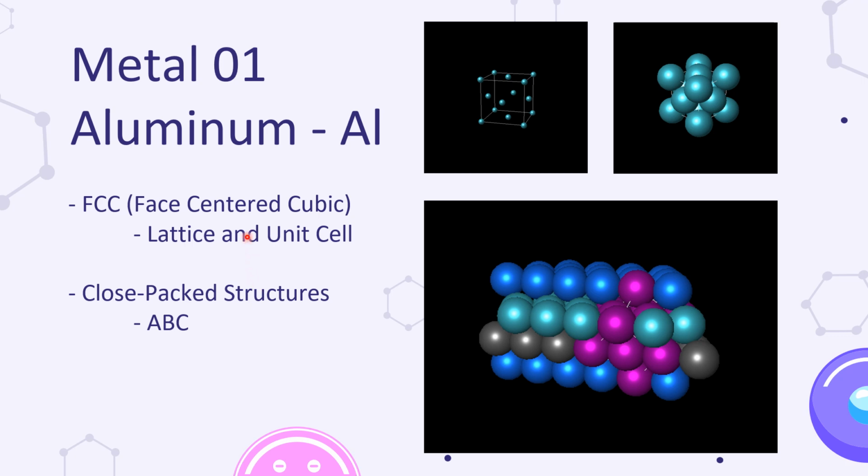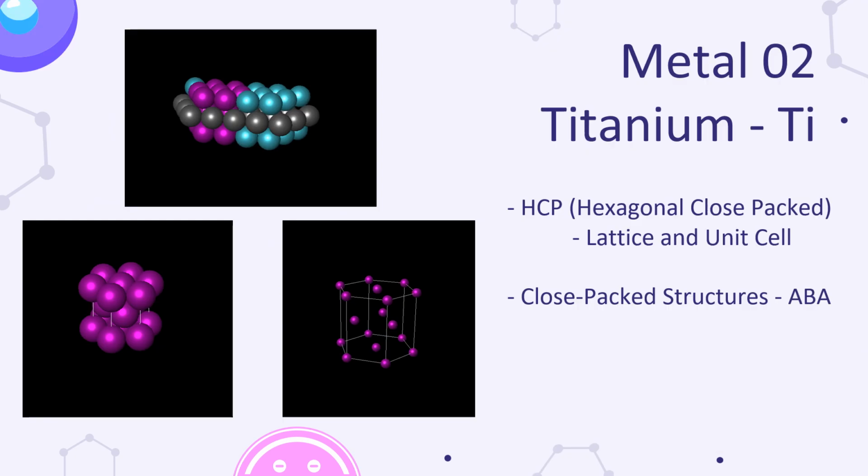For our first metal, aluminum, it has a face-centered cubic structure with a lattice and unit cell. It has a close-packed structure of ABC form. For our second metal, titanium, it has a hexagonal close-packed structure and its lattice and unit cell. Its close-packed structure is in ABA form.